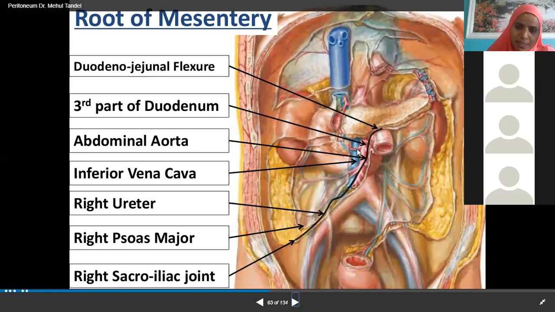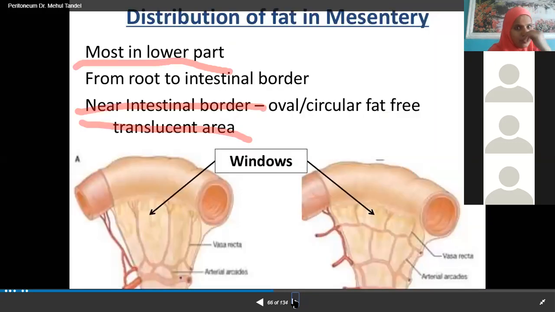Now, can you name these blood vessels? In fact, I have named. What is the artery supplying the midgut derivatives? Superior mesenteric artery. Very good, Lokesh. Superior mesenteric artery. Actually, it is crossing the superior mesenteric artery, which are crossing the third part of the duodenum, then abdominal aorta, then inferior vena cava, right ureter, right psoas major, and right sacroiliac joint. All these are the structures which are crossed by which part of the mesentery? The attached part. That is the root of the mesentery. Okay.